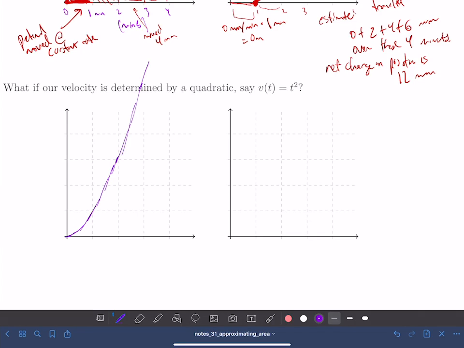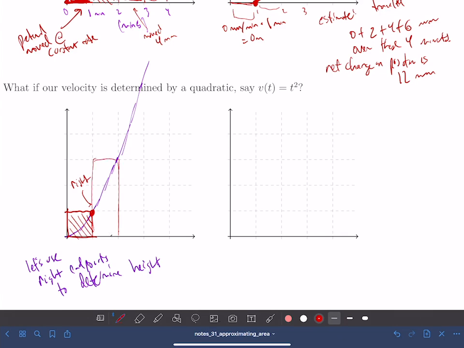So let's do our same game, except this time let's use right endpoints to determine the height of my rectangles. Over this interval right here, here's the right endpoint, and here's the rectangle I get for that interval. Right, determined by the right endpoint.